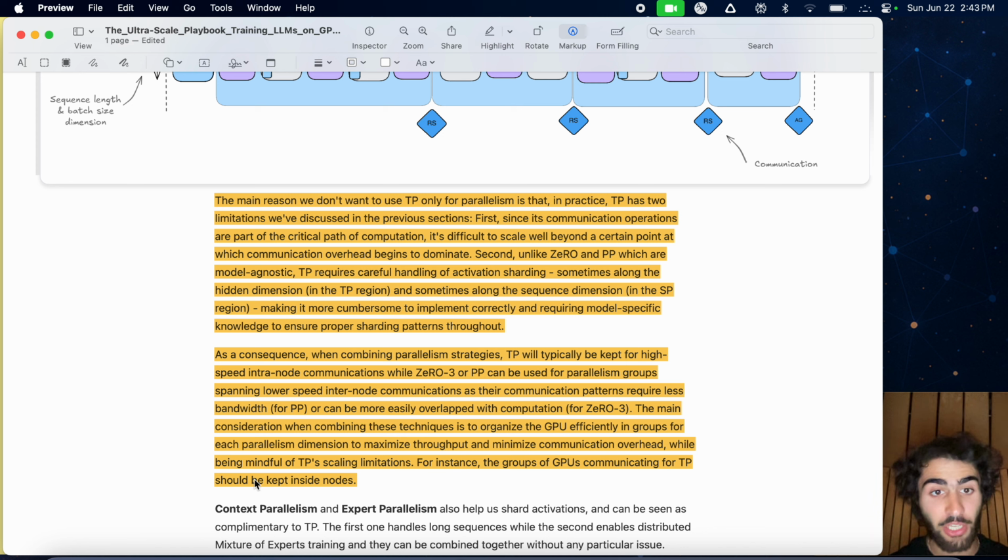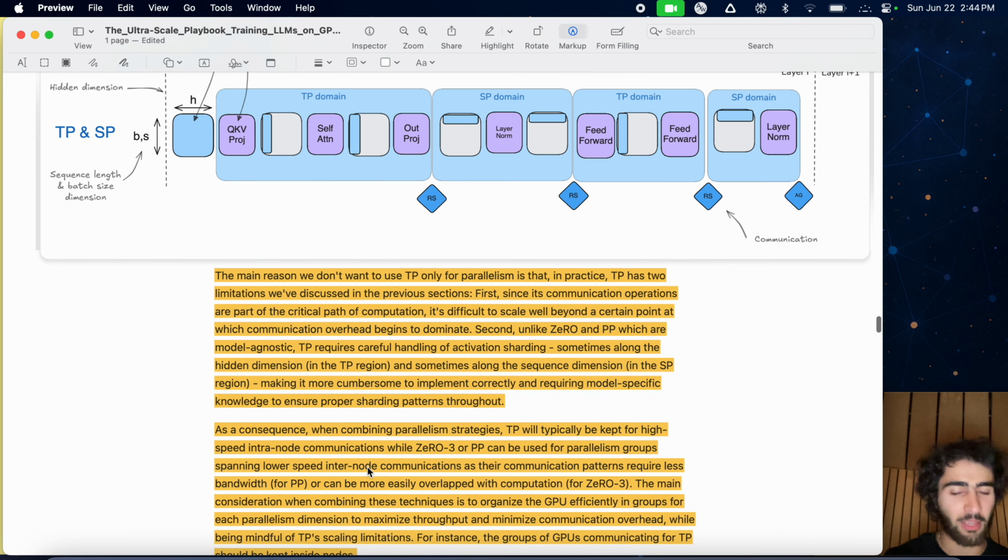The main consideration when combining these techniques is to organize the GPUs efficiently in groups for each parallelism dimension to maximize throughput and minimize communication overhead. So in essence, can we get our cake and eat it too, while being mindful of the scaling limitations of tensor parallelism. For instance, the group of GPUs communicating for tensor parallelism should be kept inside nodes. They're kind of repeating themselves at this point, because this is reviewing the high-level notions.